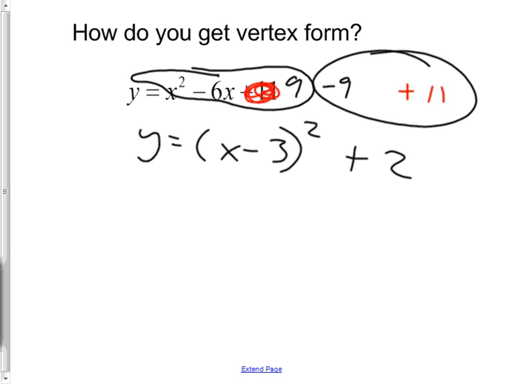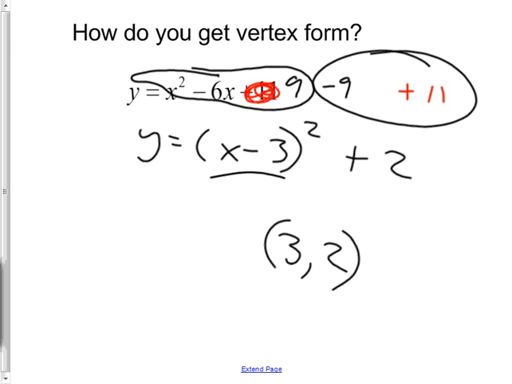Good. Now, what if they had said, what is the vertex? Because that's not vertex. That's vertex form. That's not the vertex. Why 3 and not negative 3? Can't trust the stuff on the inside. That's a good way to say it.